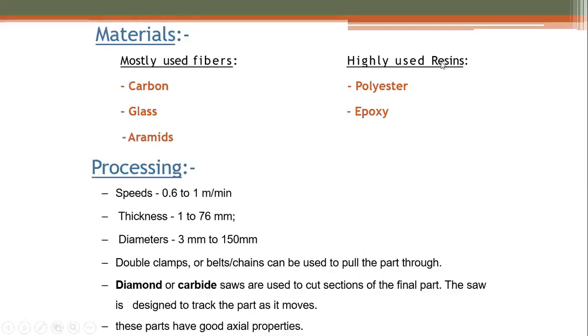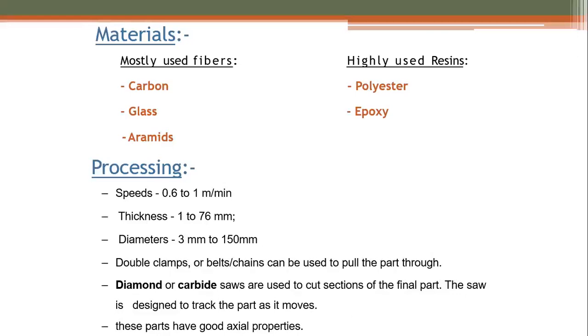Coming to the processing, the speeds can be limited to 0.6 to 1 meter per minute, and the thickness can be set from 1 to 76 mm. Diameters of 3 mm to 150 mm can be achieved by using this process. Double clamps, belts or chains can be used to pull the parts through. Double clamps are highly used for pulling the part, and diamond or carbide saws are generally used for cutting the final sections.